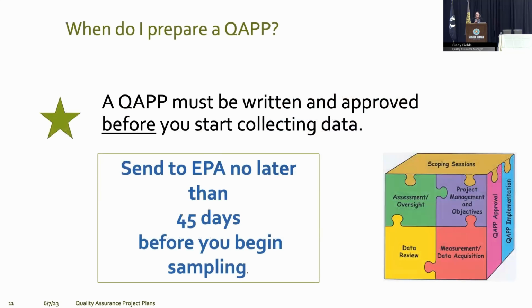So one important note is that the QAPP must be written and approved before you start collecting the data. I would say send to EPA no less than 45 days before you begin sampling to allow plenty of time for our QA team to review the document, provide any comments back, and then have that thoughtful, meaningful engagement back and forth in order to get you the document that you need.